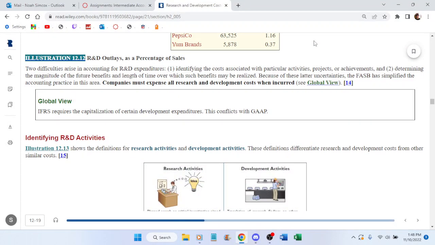Identifying the costs associated with particular activities, projects, or achievements. Determining the magnitude of the future benefits and length of time over which such benefits may be realized. Because of these latter uncertainties, the FASB has simplified the accounting practice in this area. Companies must expense all research and development costs when incurred.